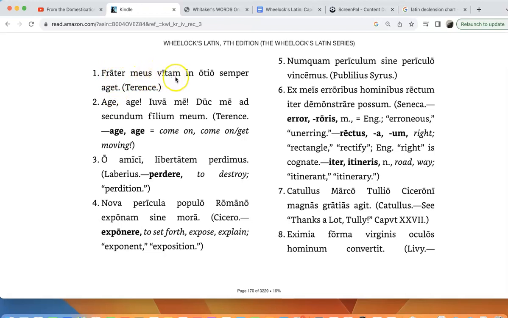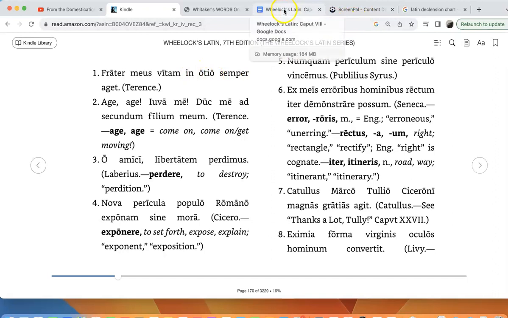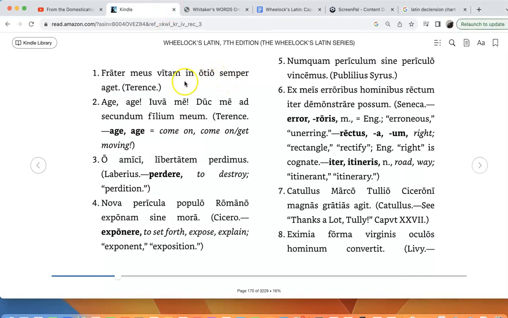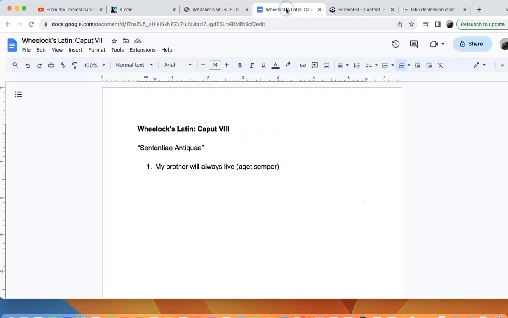So frater meus vitam in otio semper aget. So my brother will always live a life in leisure, but in English we'd probably say of leisure. So I'm going to put that right there. So my brother will always live. So I'm translating the aget as will always, aget semper, for the Latin here, but literally conducts always a life in leisure would be the literal translation.